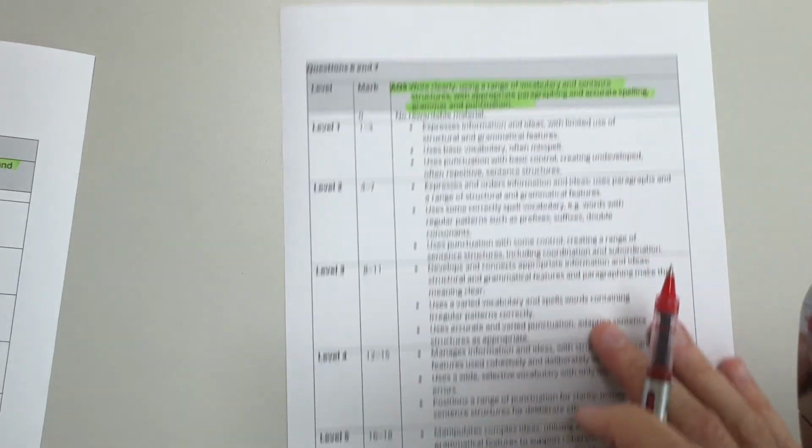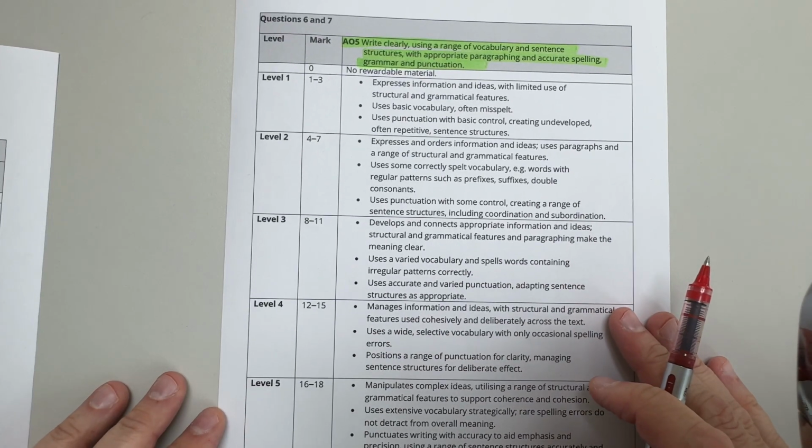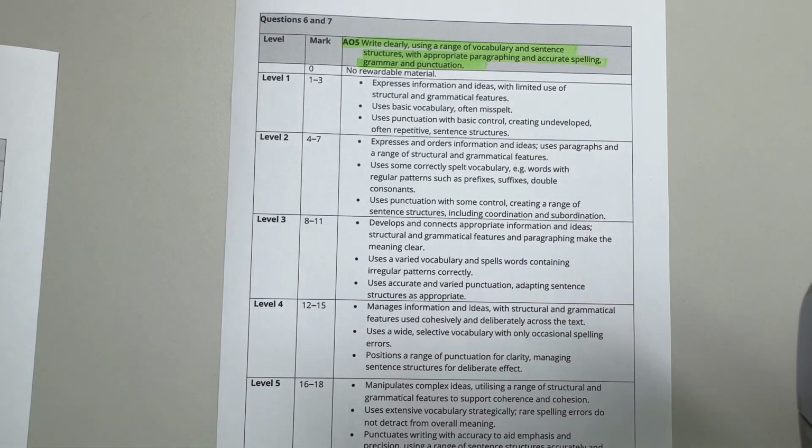The mark out of 18 is a little bit more straightforward. That is your spelling, punctuation and grammar. How well are you able to use a range of vocabulary? Have you tried to be ambitious with the types of words that you're using? Are you deliberately modifying sentence structures and paragraphs for deliberate effect?